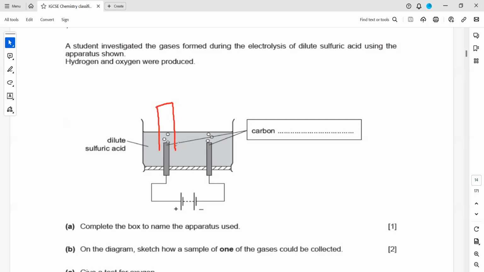When we invert it, the electrolyte will move out and the gas will occupy the space. Usually, when the gas is given off, it will push the liquid out, so you will have gas present here. And then you simply invert the test tube and put a thumb on the top so the gas won't escape, or you can put a stopper on the top. That's it. So you have to draw an inverted test tube on any one of the electrodes.